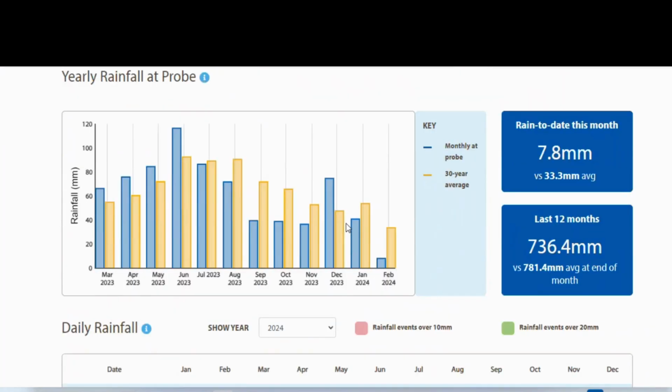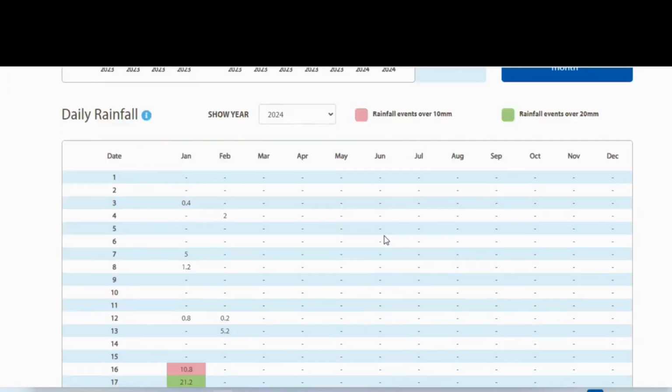If we keep going down, there's some information about monthly rainfall that's been recorded in blue and what the long-term average for that site is, that locality.